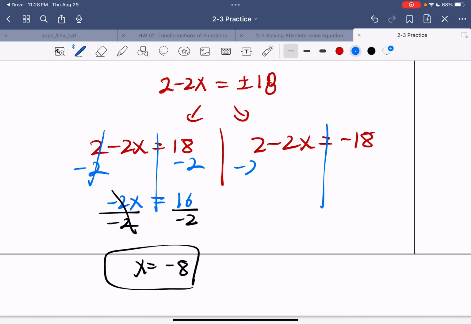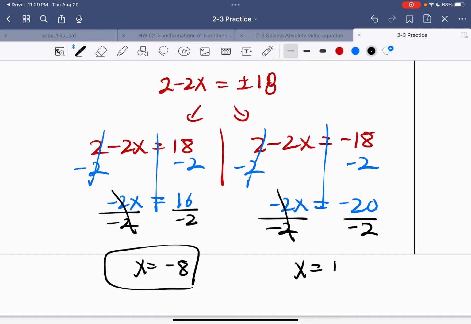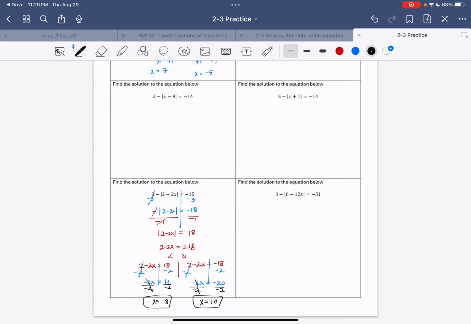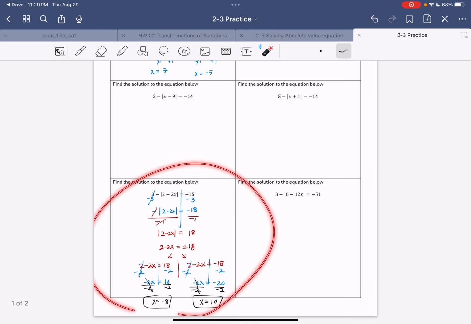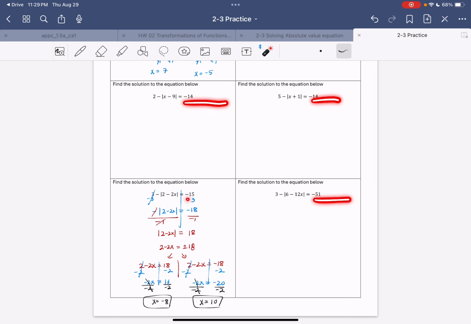Second one, minus 2 on both sides. You're going to get negative 2x equals negative 20. And here, if you divide by negative 2 on both sides, you're going to get x equals positive 10. And that's it. So you can do all these questions. If you're wondering why I'm not checking for extraneous solutions, that's only because I don't have an x on the other side. In that case, you will not find extraneous solutions.